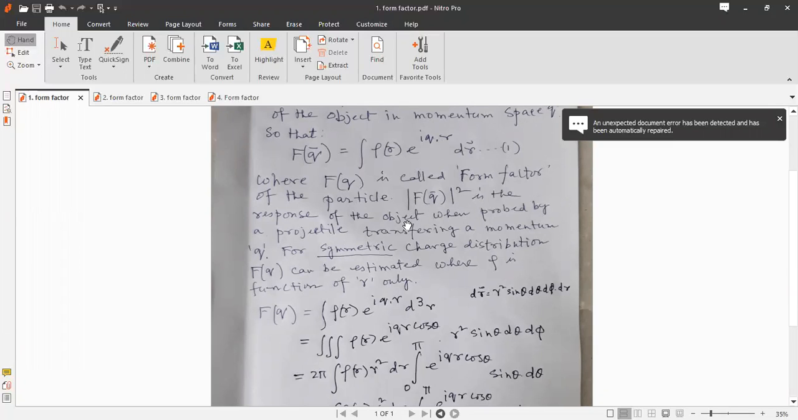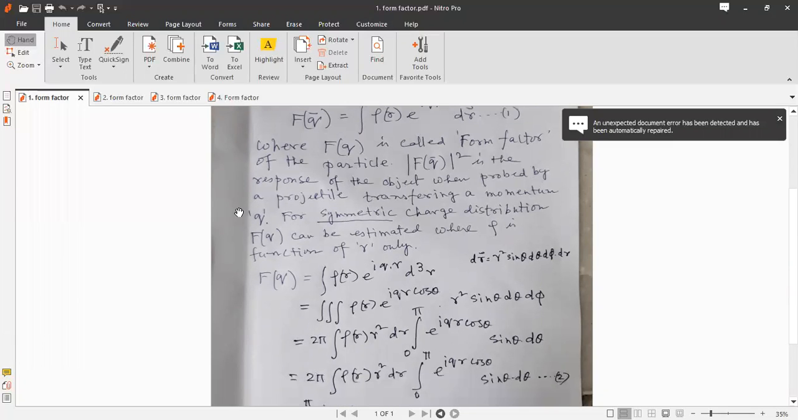Now, F q square is the response of the object when probed by a projectile transferring a momentum q. So if a particle suffers scattering by some projectile, with the momentum transfer q, then F q is the response to that momentum transfer. So this is what we physically mean by form factor.